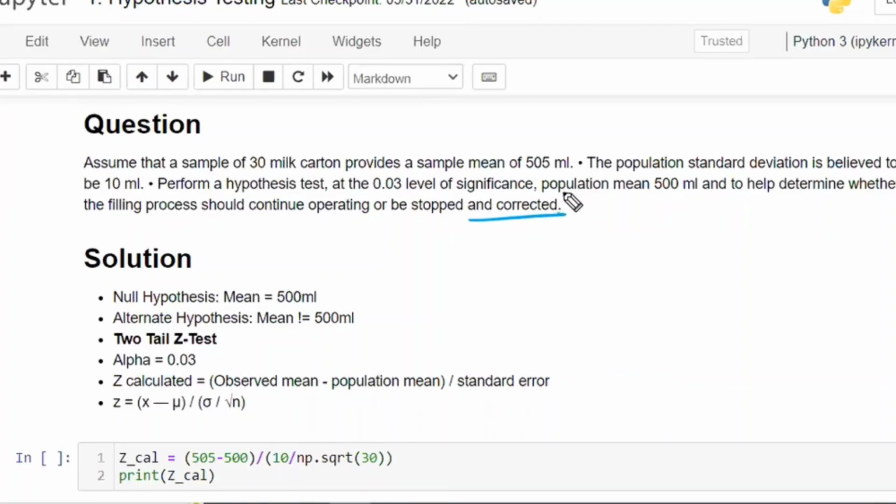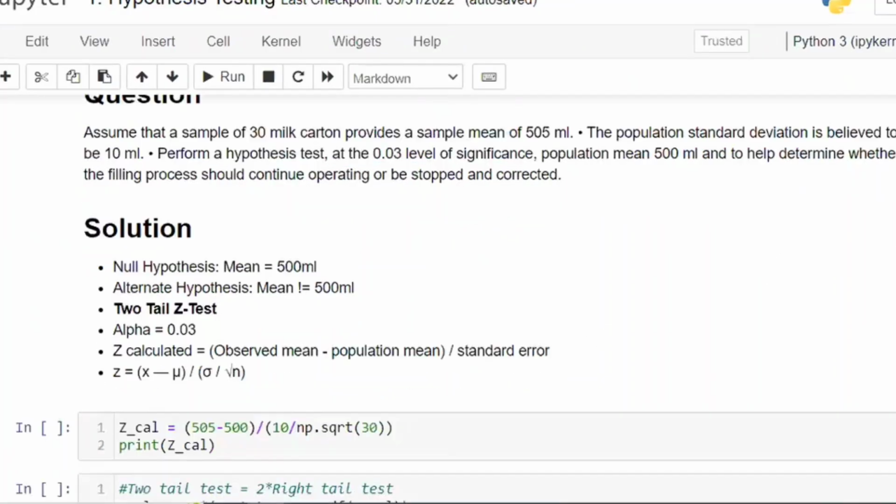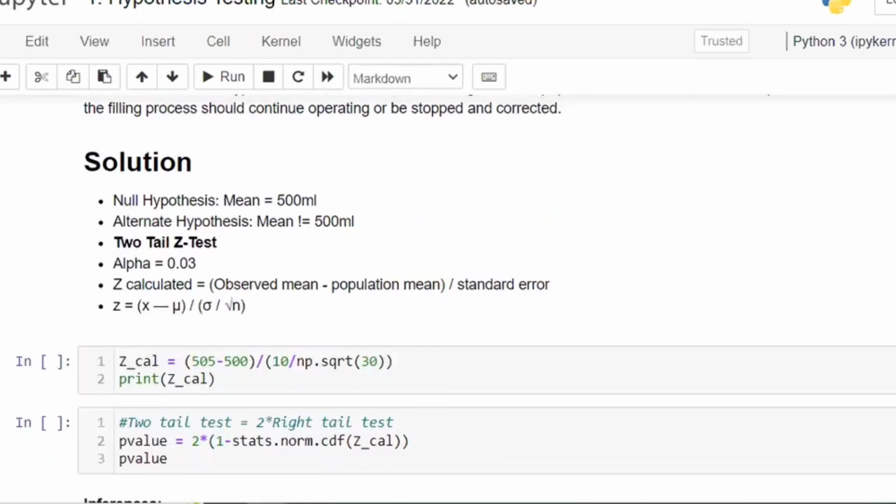So for them, the milk packets should be exactly 500 ml. If it is less, it is a problem for them. If it is greater, it is also a problem for them. If it is less, the quality inspector will impose the penalty. If it is more, the company is going to get the loss. So he requires the mean to be exactly 500 ml. The alternate is that the mean is not equal to 500 ml.